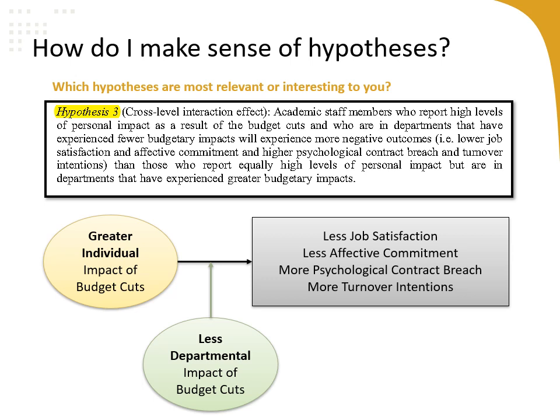Now, hypothesis 3 is really the hypothesis that's looking at a moderation effect or an interaction effect. And I'll get into that a little bit more here in the stats portion of this lecture. But this is how an interaction effect is usually pictured. And our interaction effect is saying that the impact of individual budget cuts on these outcomes depends on the departmental impact. So we're thinking that if you have greater individual impact, but you're surrounded by people who are better off than you, you're going to have worse outcomes.